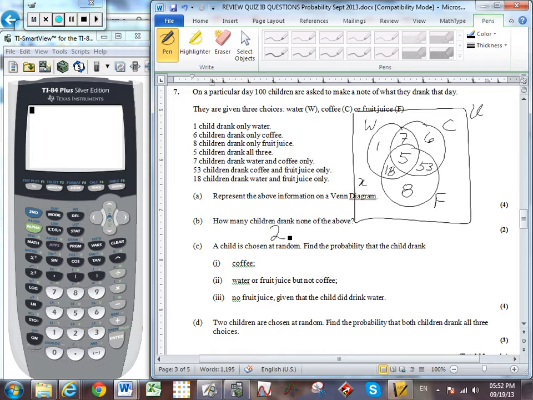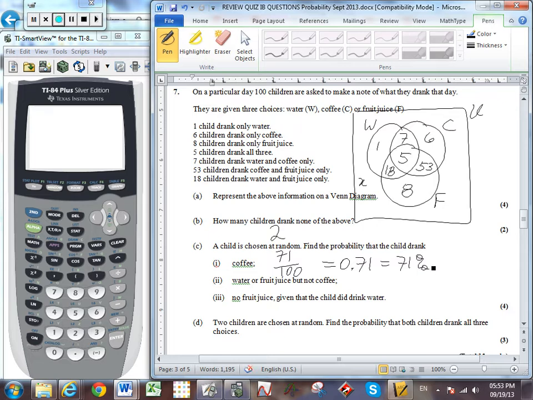A child is chosen at random. Find the probability that they drank coffee. So how many total coffee drinkers are there? So 6 plus 7 plus 5 is 18, plus 53 gives us 71 out of our 100 kids. You can express that, of course, as a decimal if you prefer, or even as a percent, your choice.